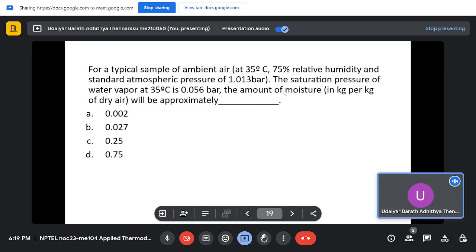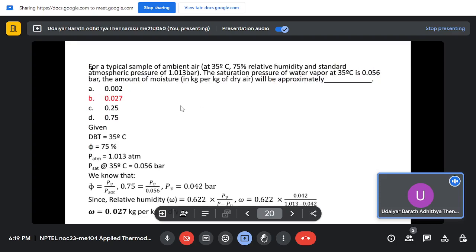So you know that your ambient air is at 35 degrees Celsius, this is your dry bulb temperature, and they say it is at 75% relative humidity. So you know dry bulb temperature and relative humidity, and you know the atmospheric pressure, and they also give that the saturation pressure of water vapor at 35 degrees Celsius is 0.056 bar. So we'll see how to solve this.